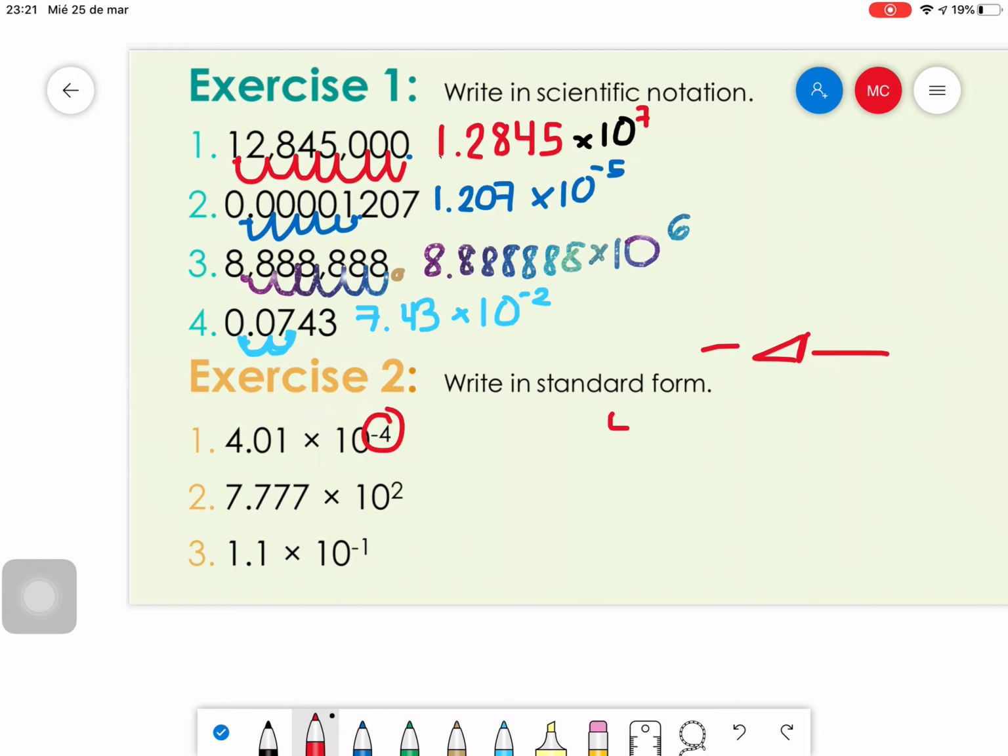Let's write the number here, 4, 0, 1. The point was here, and I need to move it 4 spaces to the left. So 1, 2, 3, 4. I place the point there, and I fill the spaces with 0. And that will be the number. Remember that the point must be where you moved it.